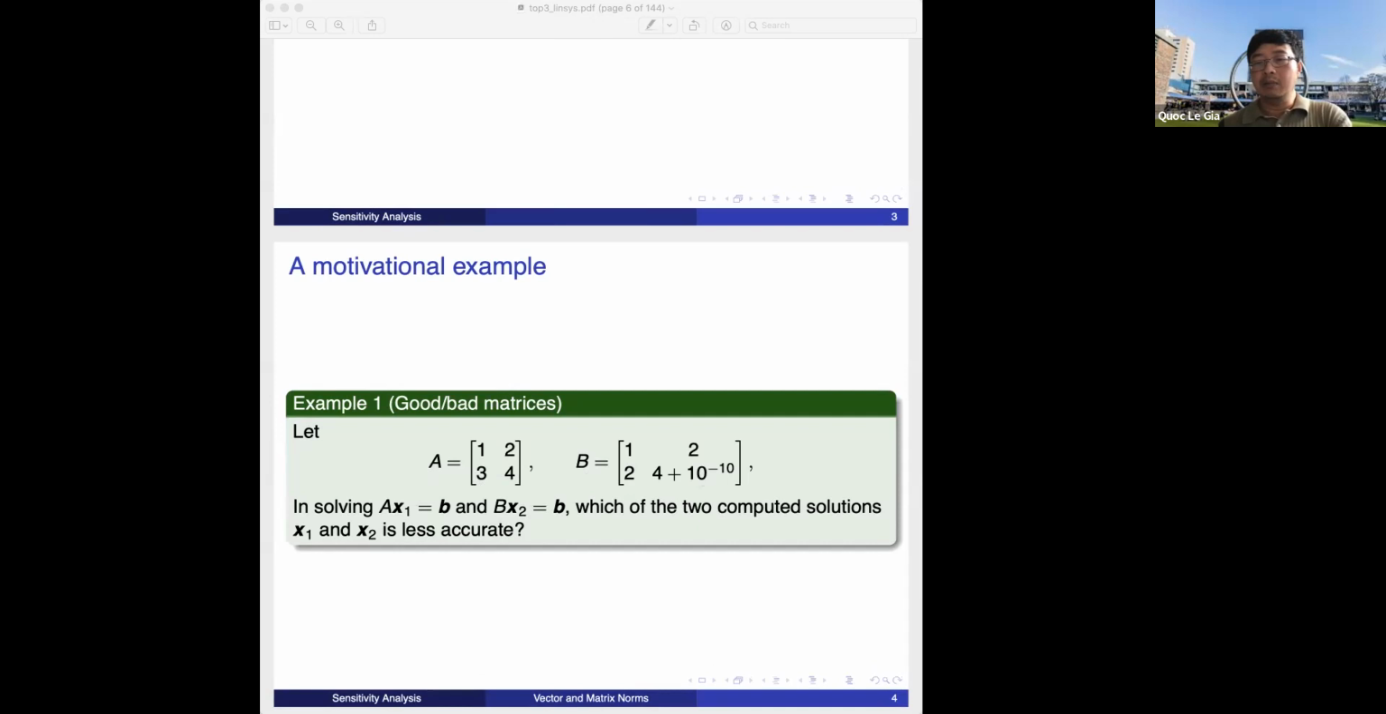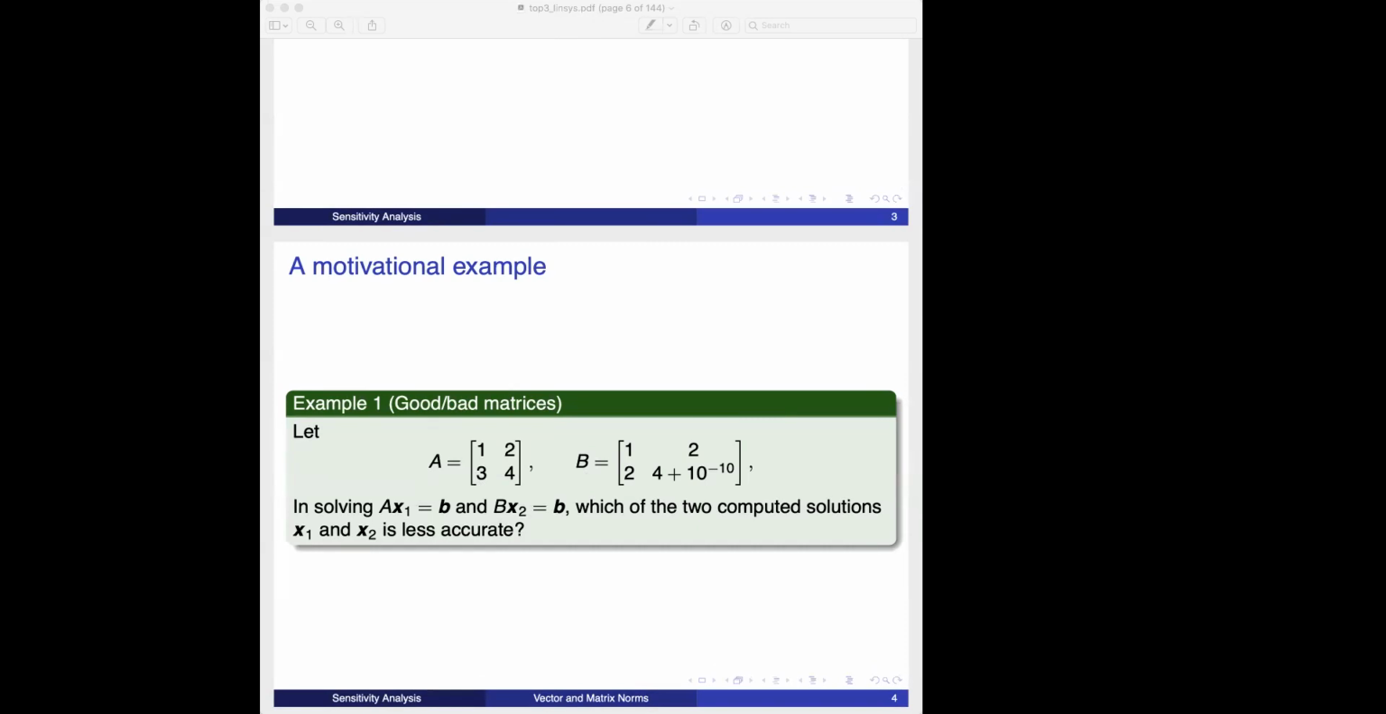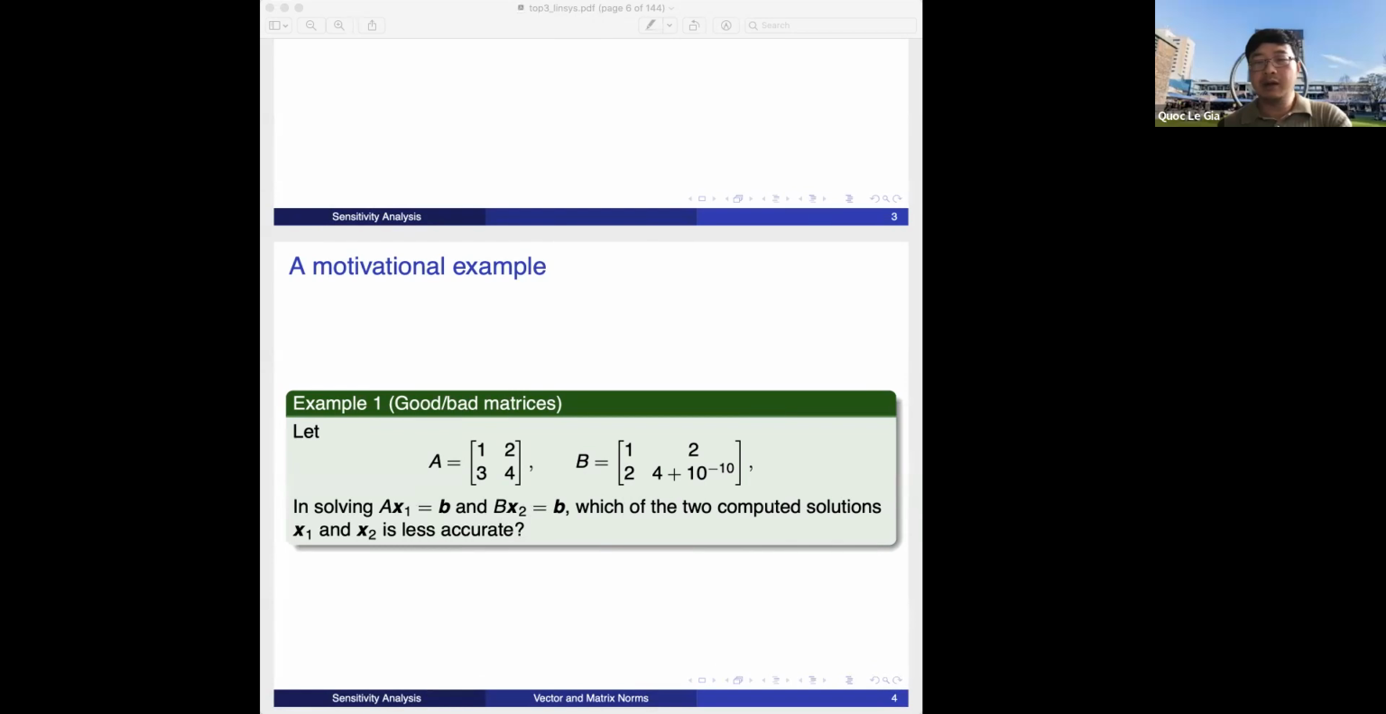B, because of the 10 to the minus 10, A is more accurate. But why is B a bad one? Just because of the 10 to the minus 10, you say that is a bad one? Why? Is it cancellation? No, I mean, we didn't subtract anything here.